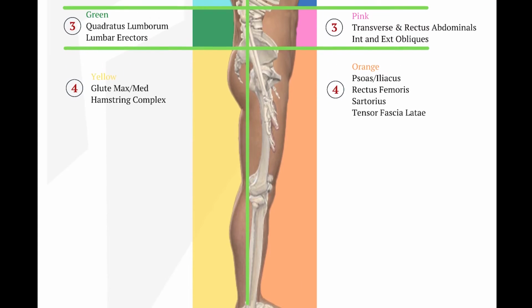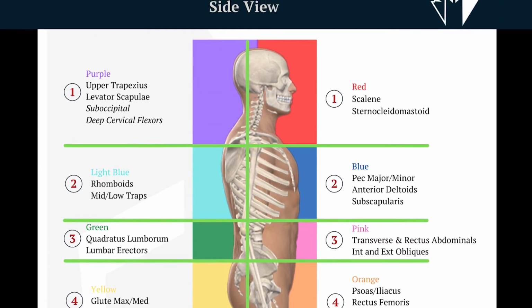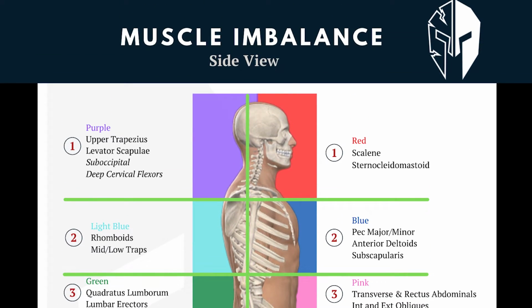So keeping to the same pattern we were doing, now looking at the side view, we're going to be starting with section number 1, which includes both the purple and the red colors here. So all we're going to do again is simply compare our posture to the image shown, and we're going to ask ourselves, is my neck more forward in front of the line, or is it more back?